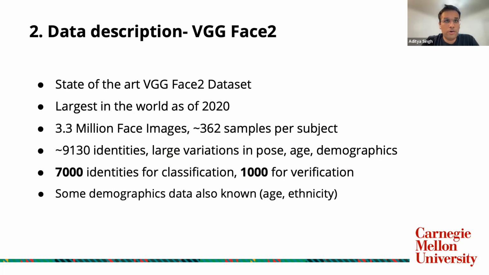And for our tasks, we will have 7,000 identities for the classification task and 1,000 other identities that we're not going to use to train our model for classification. And we also know some demographics of the data, like age and ethnicity. And this is a state-of-the-art data set. So once you get your good results on this data set, you can definitely brag about it.